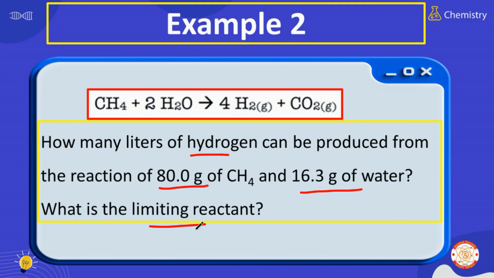So the first step is to figure out which substance is the limiting reactant and which substance is the excess.